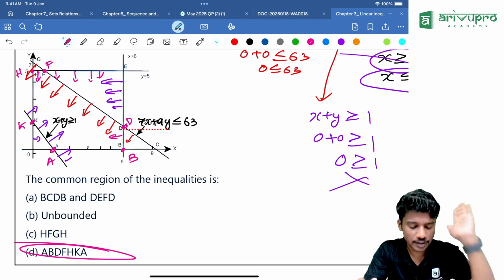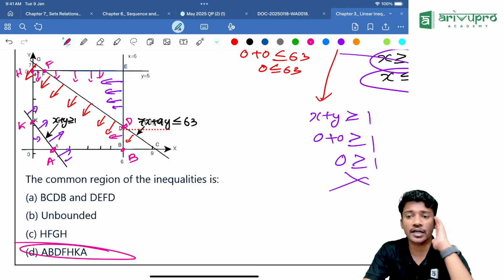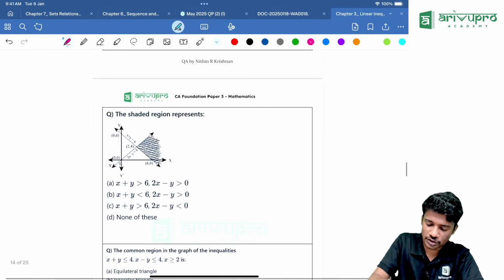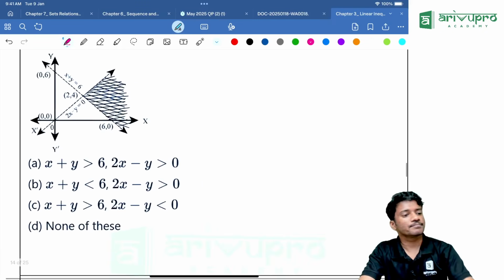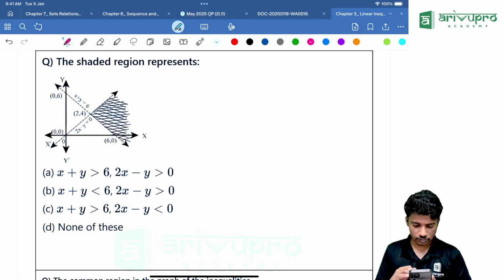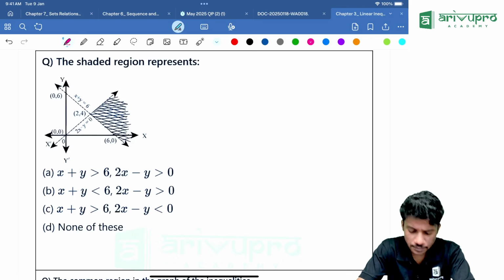Got it, everyone? Any doubt? Please tell me. Anyone is getting a different answer? No. Vishnu understood? Yes. Can we do the next question? Yes. Anyone is having doubt? No doubts. Get me the answer. Yes. What is the answer?